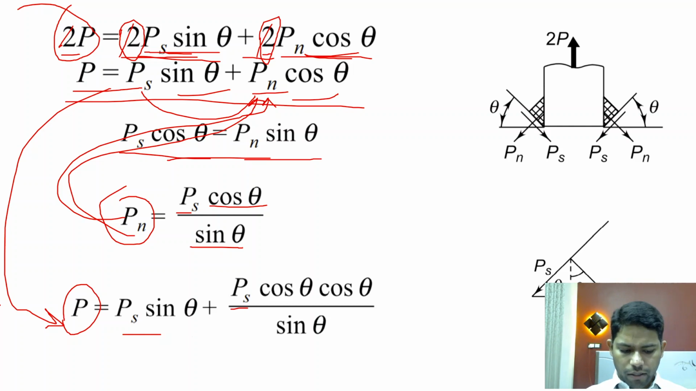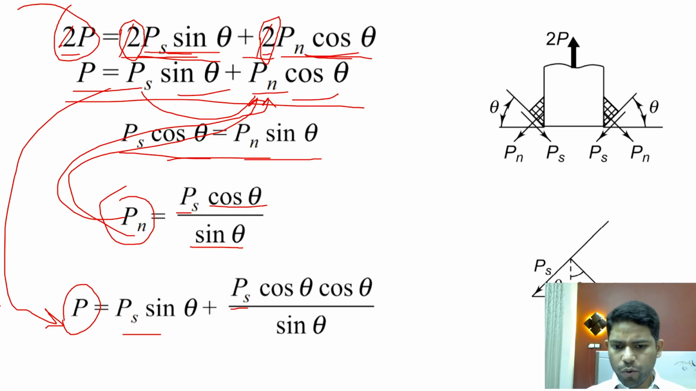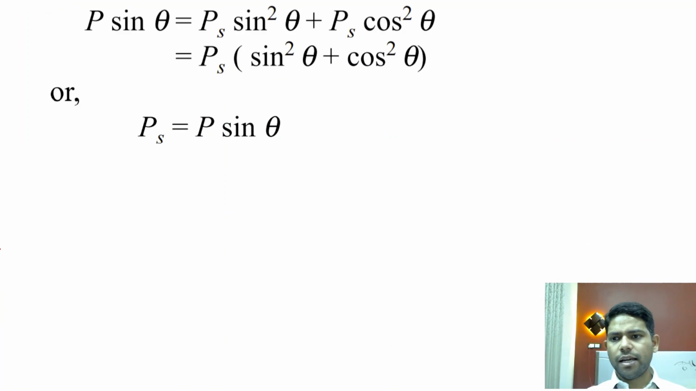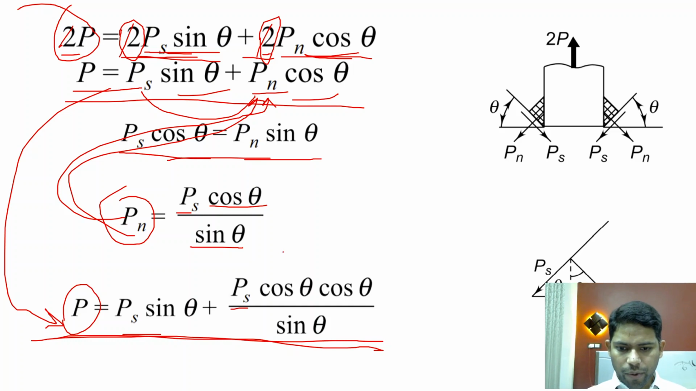Now moving further, before that, what we will do is multiply this equation with sine theta on both sides. So we have this equation which says that P sine theta is equal to PS sine square theta plus PS cos square theta.